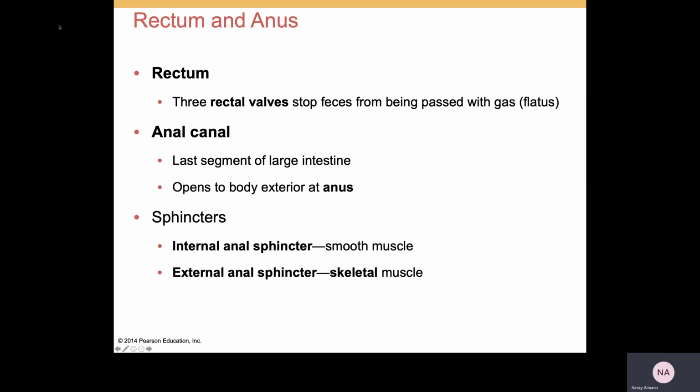The anal canal is the last segment of the large intestine, and it is going to open out to the body through the anus. You have two sets of sphincters that are going to help control the movement of fecal matter. One is internal, one is external. The external anal sphincter is skeletal muscle, and at least theoretically, you do have voluntary control over that.